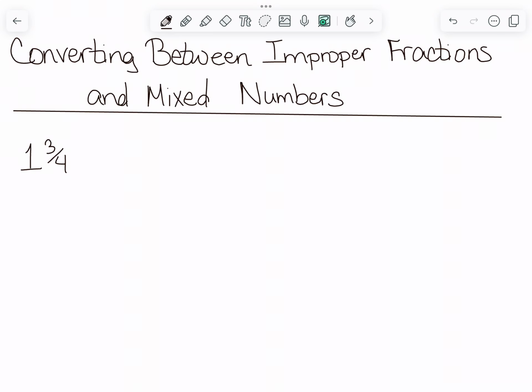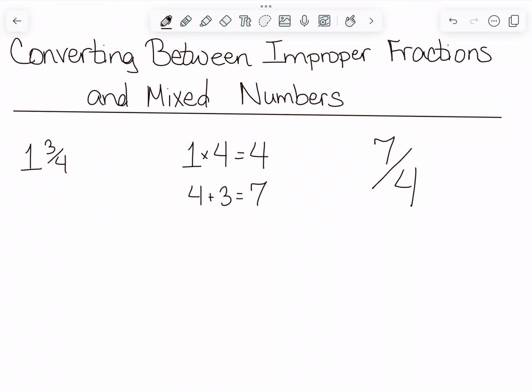Let's do another one, 1 and 3/4. We multiply the whole number part by the denominator. 1 times 4 is 4, and then we add the numerator. 4 plus 3 is 7. So 7/4. Let's take a closer look at this one.